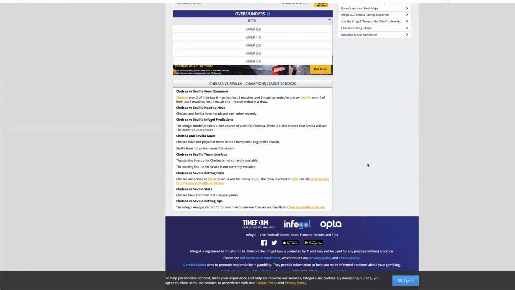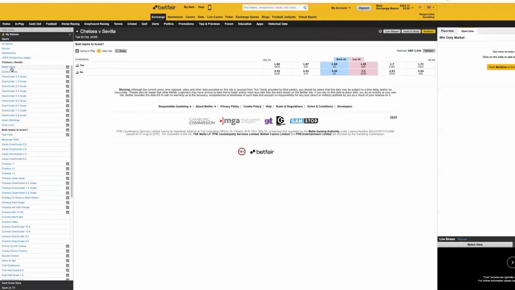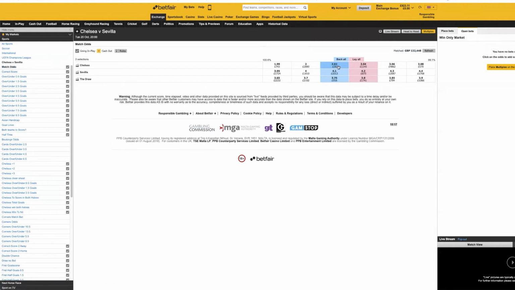So 38%, so 100 divided by 38. They make Chelsea 2.63. And then if you go to the match odds, they're 2. So if you trust that model, you've got great value laying Chelsea. And this is what I'm going to start comparing myself to.